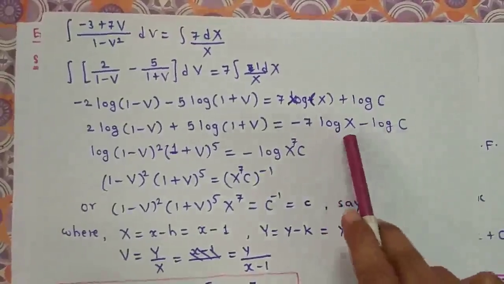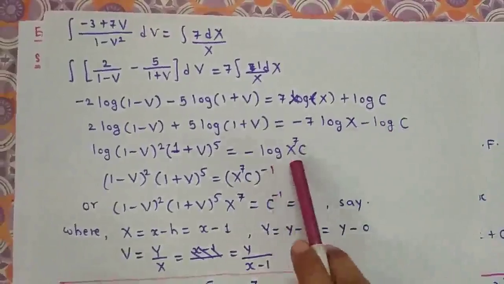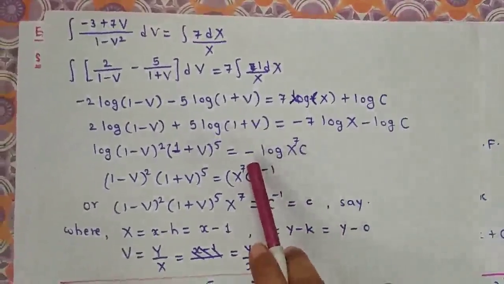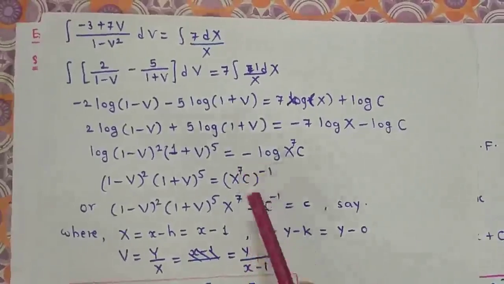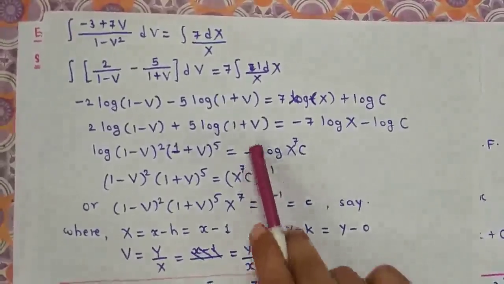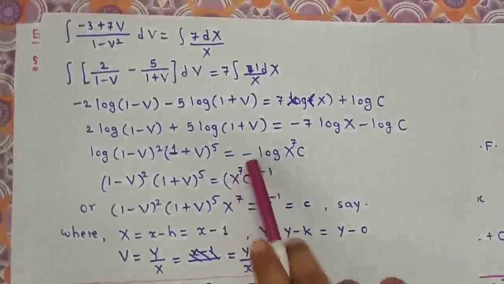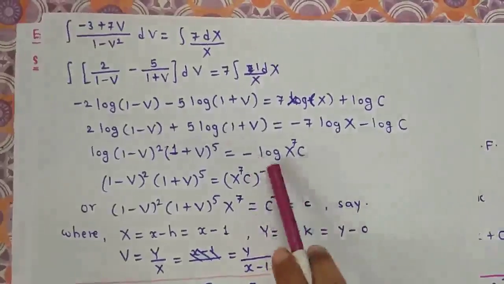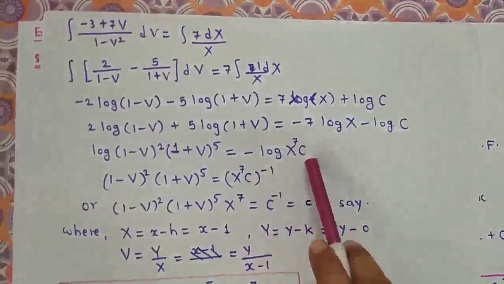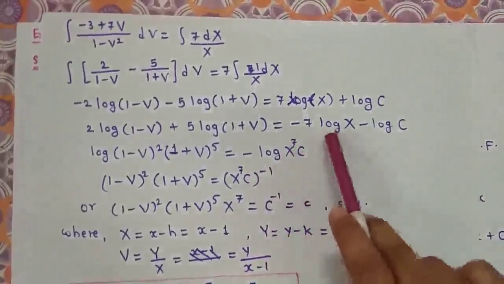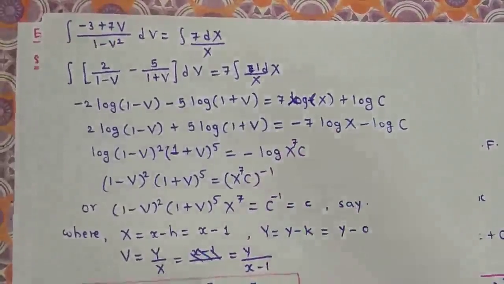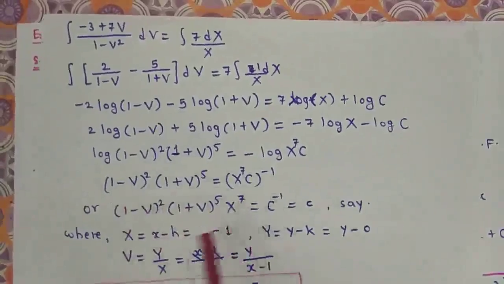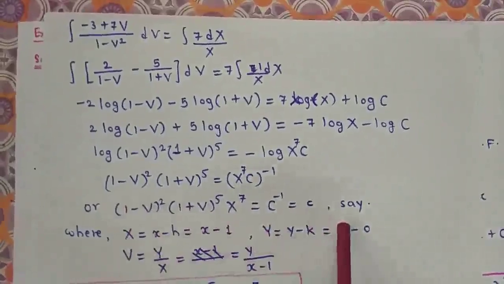Again, log x to the power 7 plus log c can be written as log of x to the power 7 into c. Right. Now here is the negative sign, so in the next step, this power multiple changes into log of (x raised to 7 into c) raised to power minus 1. Right. And then we take exponential on both sides so that the logarithm gets cancelled and we get the required solution.